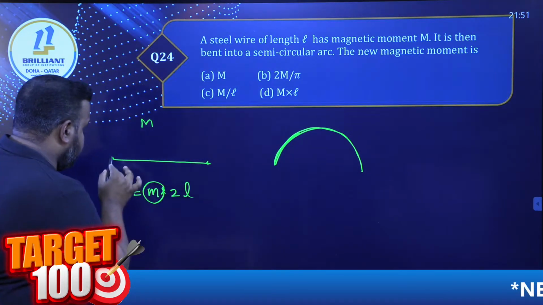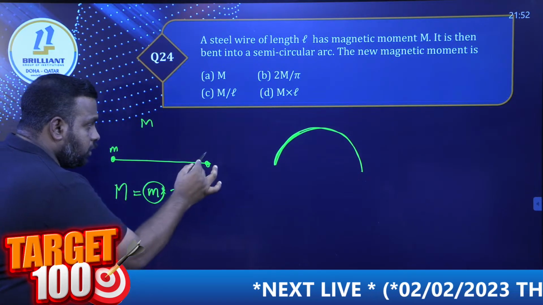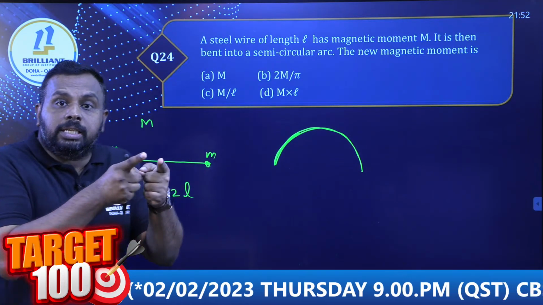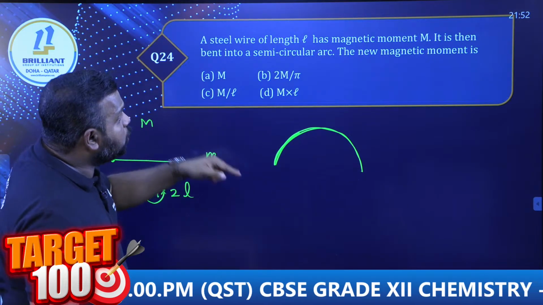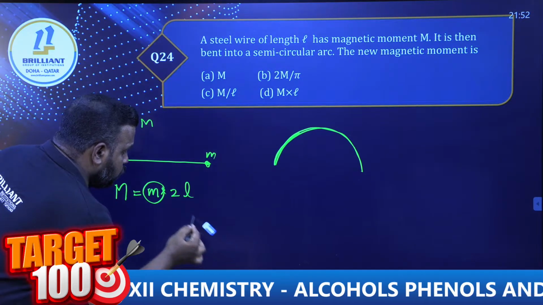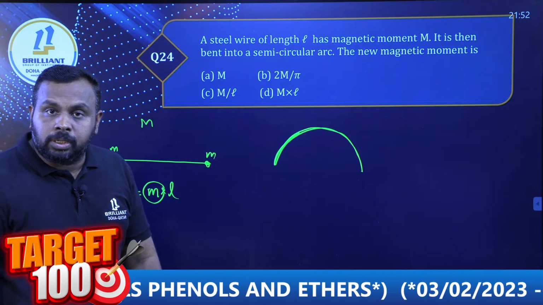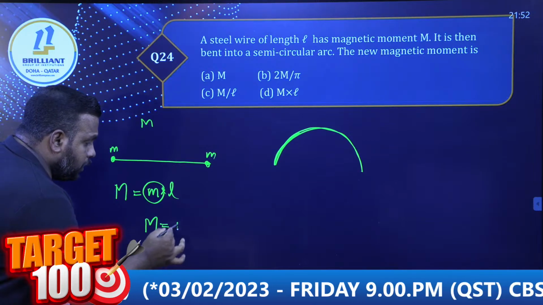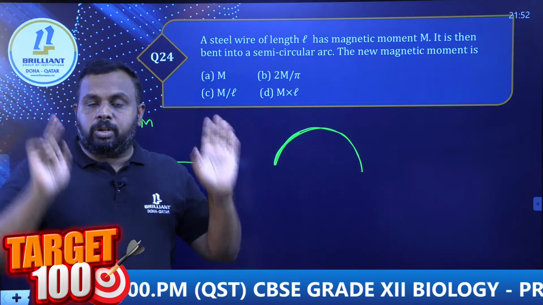So for this steel wire, we can consider that these are the two poles. This is the pole strength, and this is the strength of the other one. And 2L is the distance between the two poles. But in this question it is given that the length of the wire is L. So we can replace this 2L by L because the length of the magnet is L. Understood? So the magnetic dipole moment M is equal to m into L, the magnetic dipole moment of the steel wire.